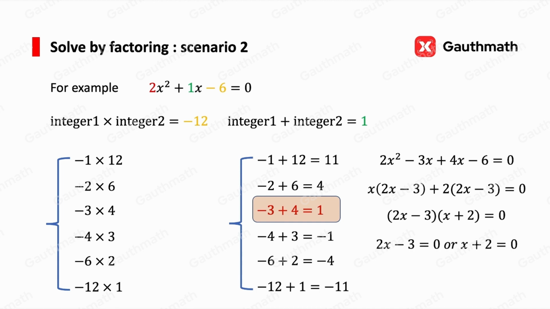And we can also solve it respectively. 2x minus 3 equals 0, or x plus 2 equals 0. So x1 equals 3 over 2, and x2 equals negative 2.